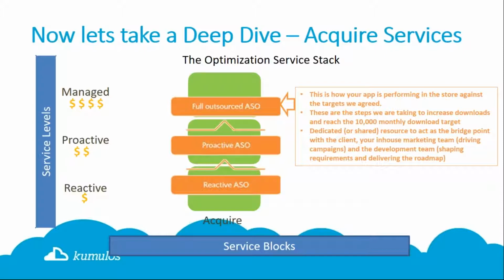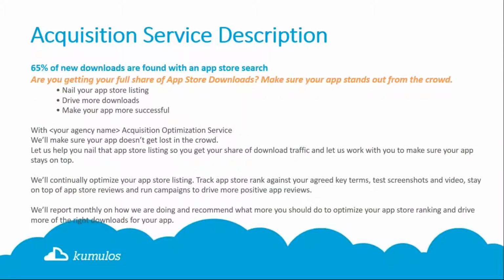So in terms of the service description, think of this as, say, the copy on your website or the proposition, the way you describe the service to your client. And ultimately, obviously, you'd have one of these for each of the 4 service blocks that ran across the bottom of that matrix. So asking the question, are you getting the full share of all the downloads from the App Store? You know, we will help you nail the App Store listing first time so that you're getting the best possible App Store listing when the app goes live.